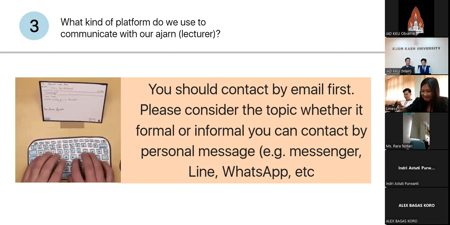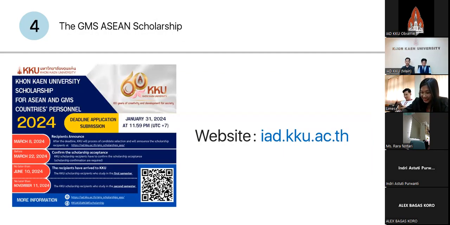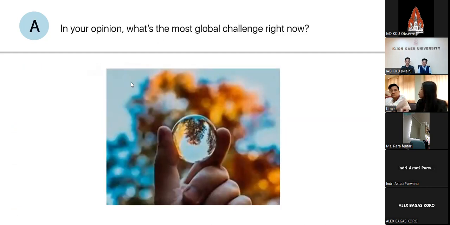And next, we have the ASEAN GMS scholarship here. It opens one time in January, and the announcement will be in March. You can get more detail on our website, aadkku.ac.th.